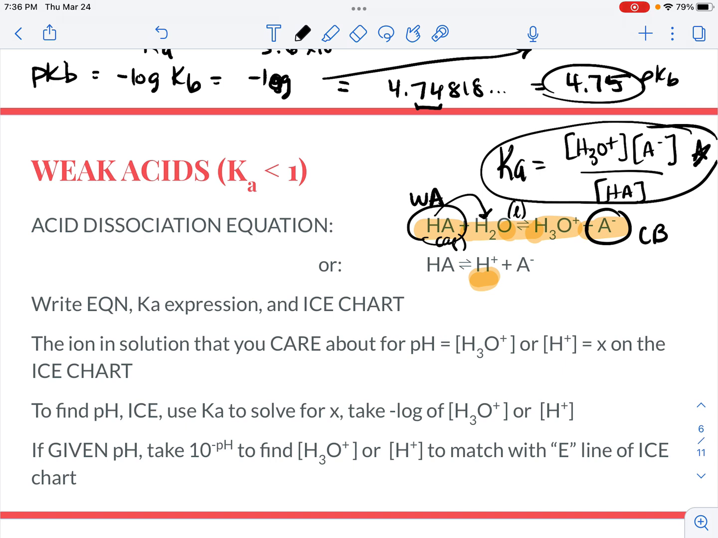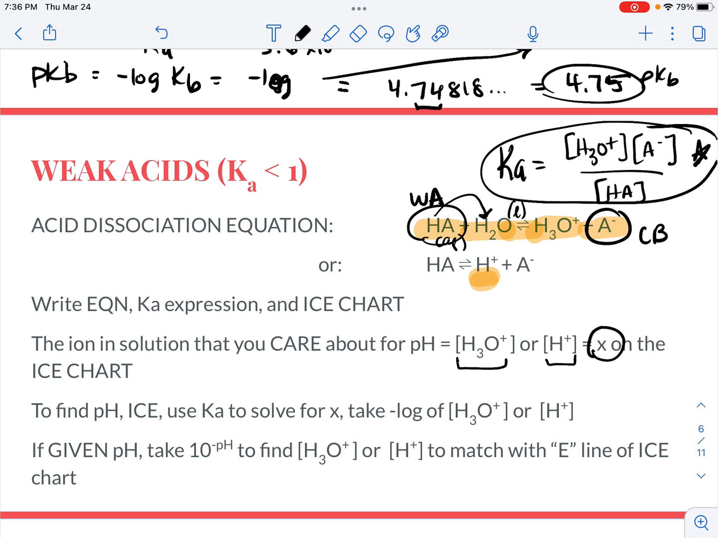And when it reaches equilibrium, you will have some of the hydronium and the conjugate. So the thing that you need to remember is that instead of asking you for the concentration of the hydrogen ion or the hydronium ion or the conjugate ion, usually what we care about is a way of determining pH. And so the ion that you care about in your ICE chart would be the H3O plus, or the H plus if you haven't included the water. And this will equal X on your ICE chart. Okay, so we'll look at this and I'll show you what this means.